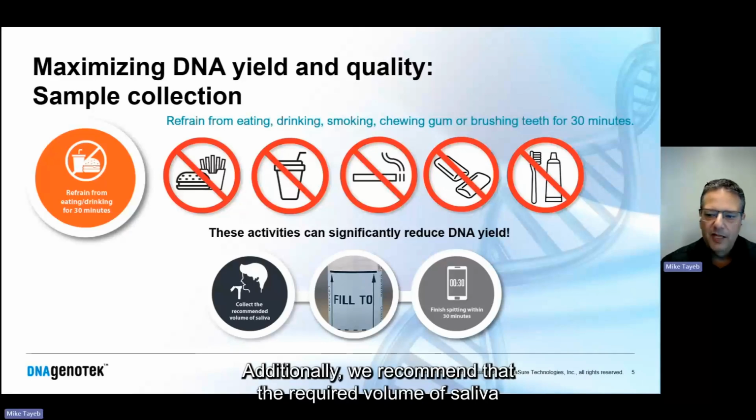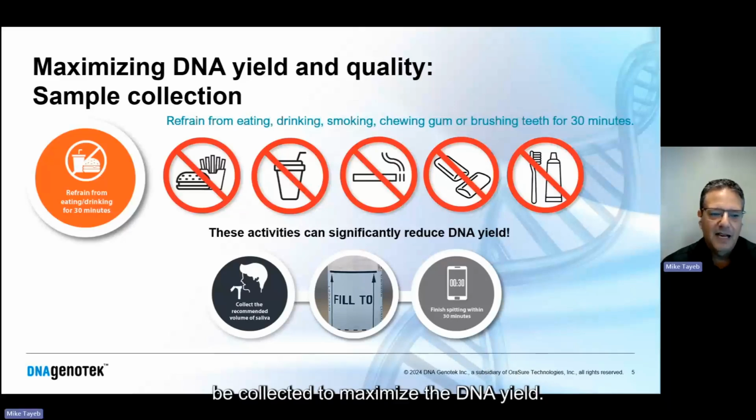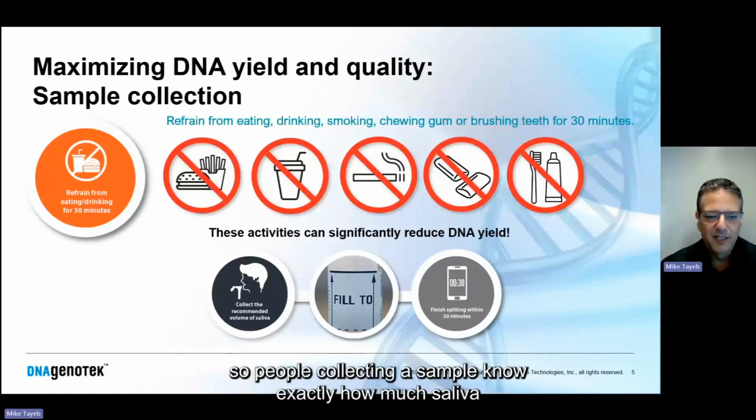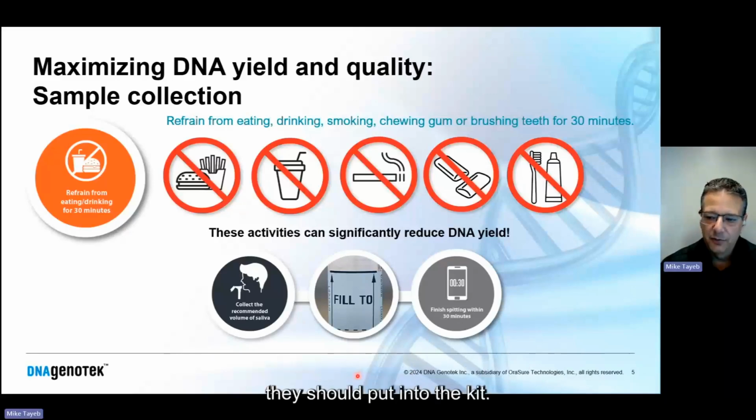Additionally, we recommend that the required volume of saliva be collected to maximize the DNA yield. And on the Oragene kits, we make that really easy with that clear fill-to line. So people collecting a sample know exactly how much saliva they should put into the kit.